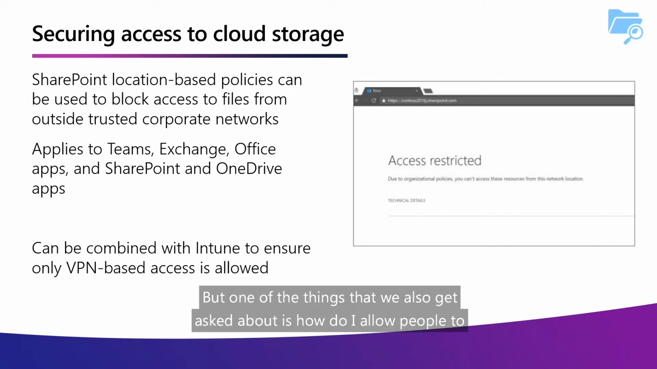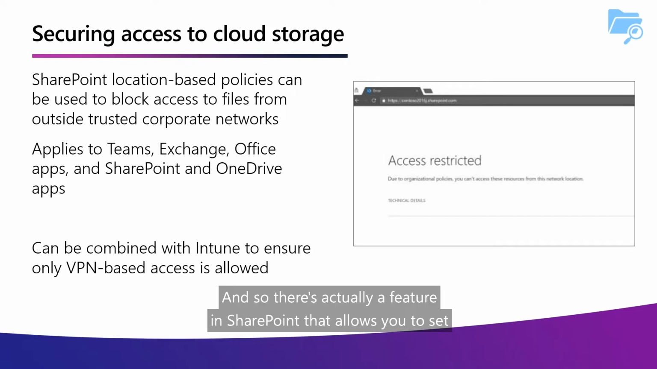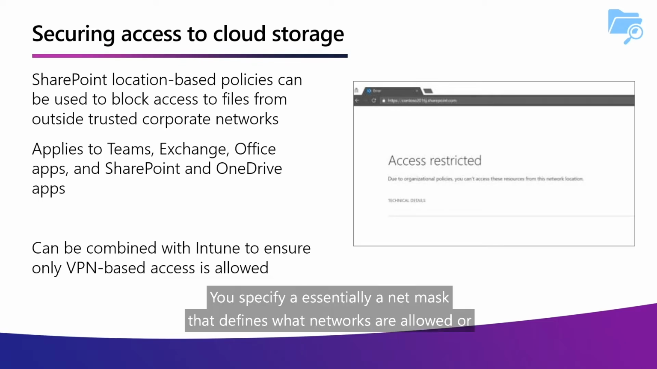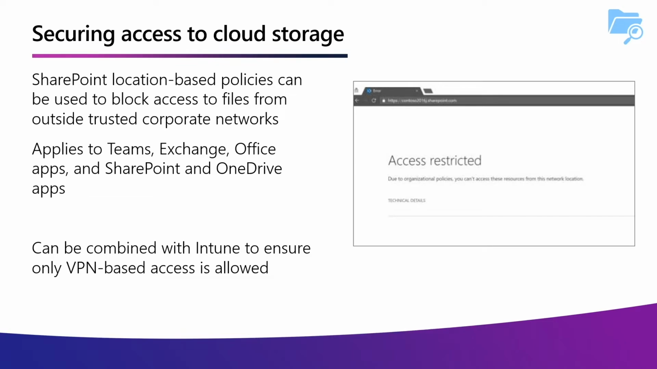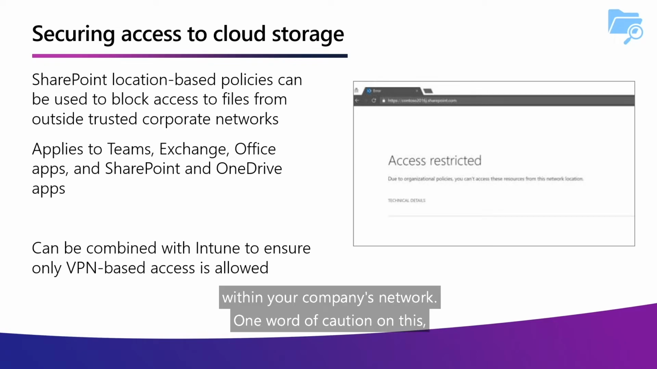But one of the things that we also get asked about is, how do I allow people to keep using Teams, maybe from certain locations outside my company network, but not have access to files? And so there's actually a feature in SharePoint that allows you to set location-based policies. You specify essentially a net mask that defines what networks are allowed or not allowed to access SharePoint. This is a pretty easy way to make sure that SharePoint files are only visible within your company's network.